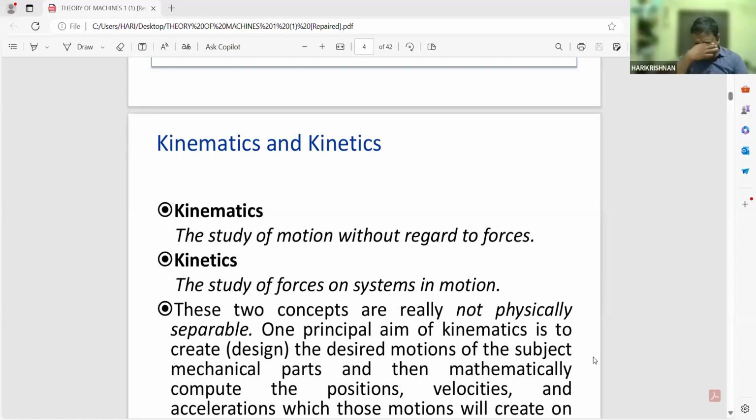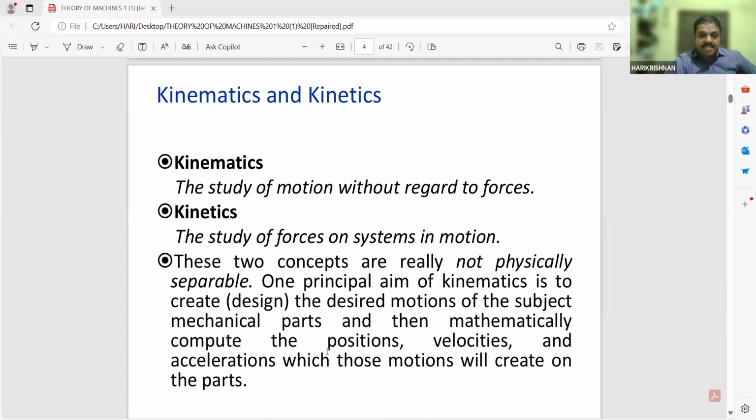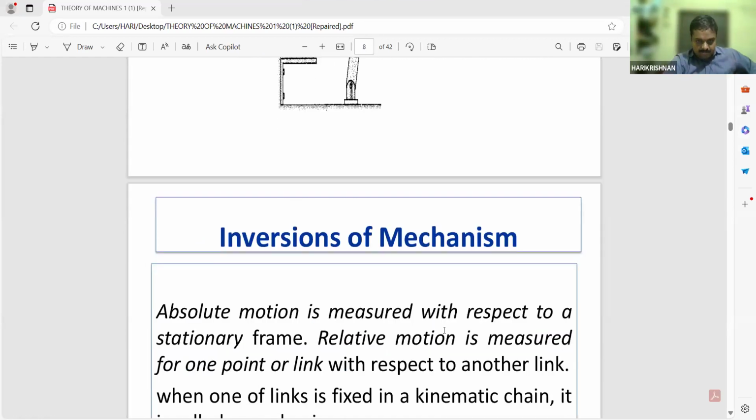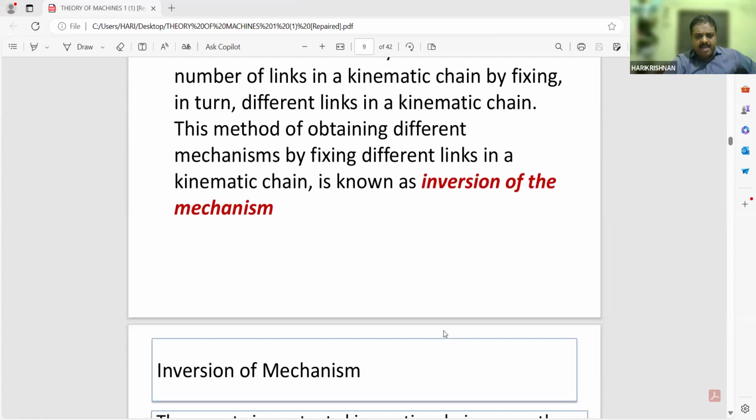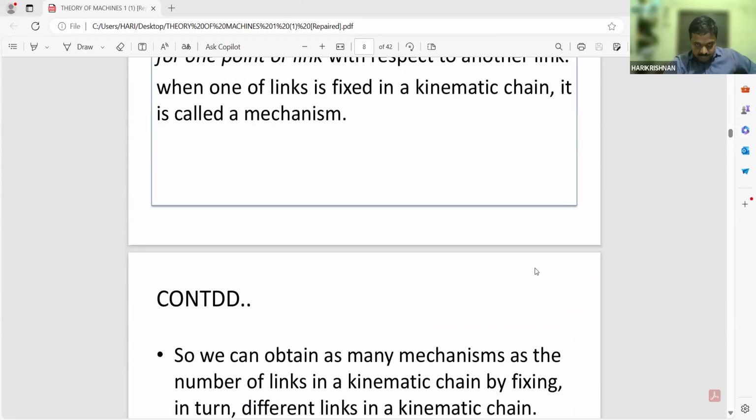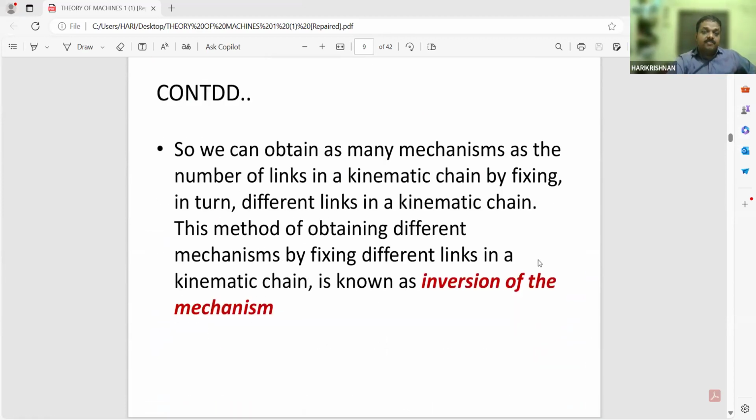So this was the slide where we were discussing kinematics, kinetics, etc. in the last class. Mechanism, machine, then degree of freedom. We gave a simple example of a mechanism, and then we told what we mean by inversion of mechanism. If you have any doubt regarding those things, I will give you a definite idea of what is meant by inversion of mechanism.